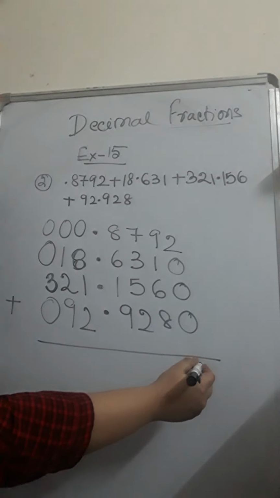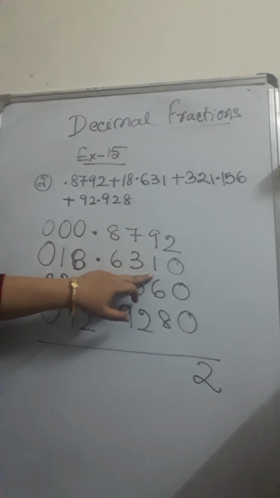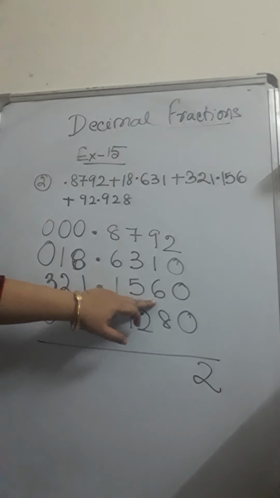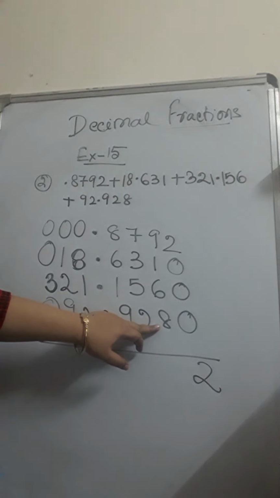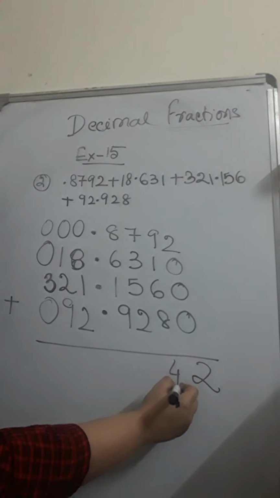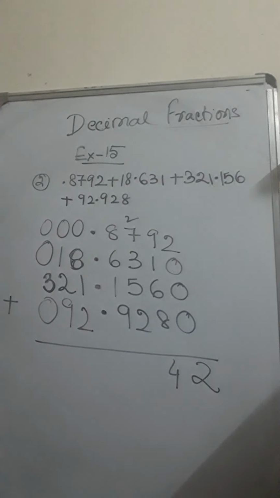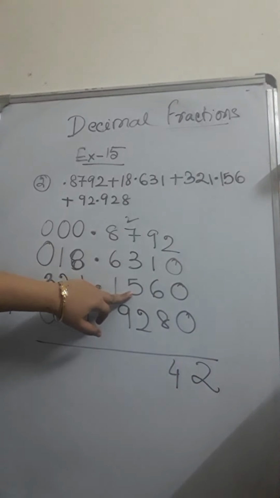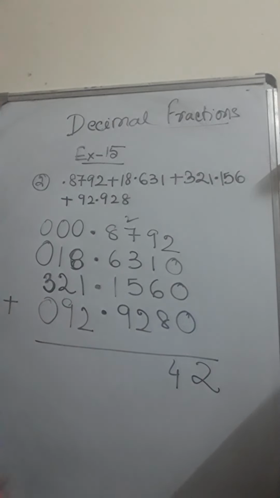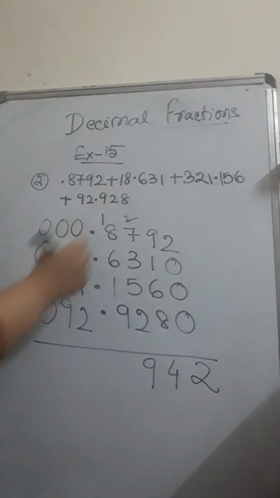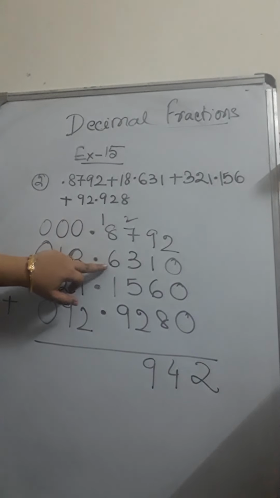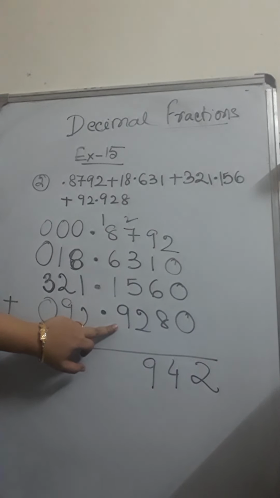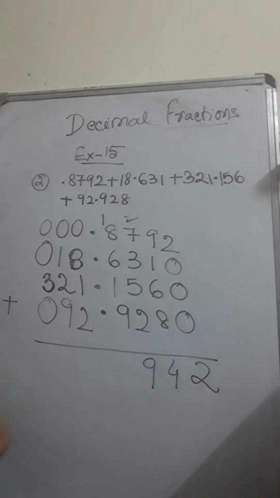So 2 plus all zeros will make it 2. 9 plus 1, 10, plus 6, 16, plus 8, 24. 2 carry over. Okay. 7 plus 2, 9. 10, 11, 12. Plus 5, 17. Plus 2, 19. Carry 1. 8 plus 1, 9. Plus 6, 15. Plus 1, 16. Plus 9. 16 plus 9 gives you 25.